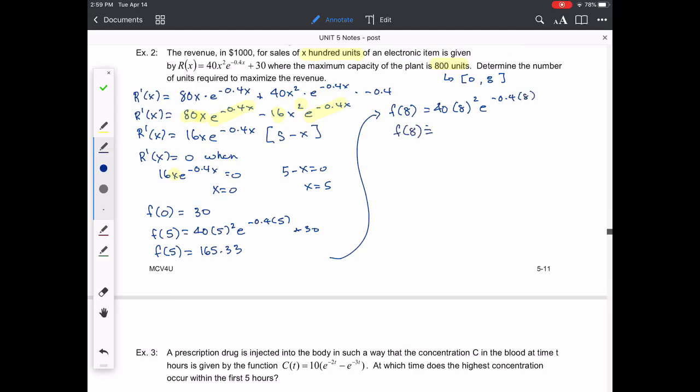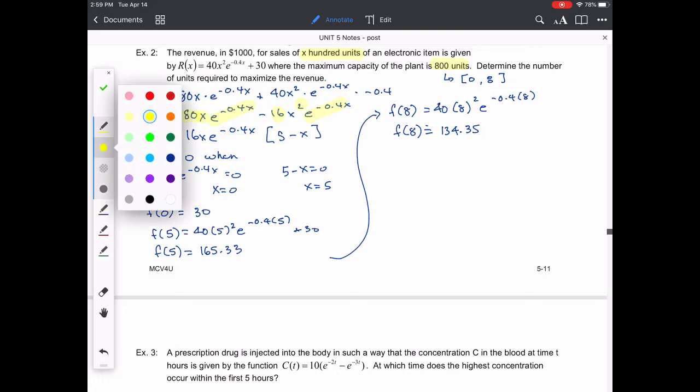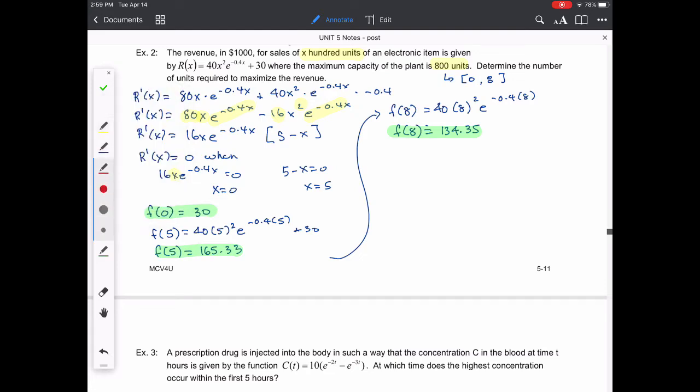Again, we get a decimal, and I get 134.35. So if we compare our values, I'll just highlight a different color. We have 30, we have 165, and we have 134. That means that in this case here, our 30 is going to be a minimum. Our 165 is going to be a maximum. And our 134, if you want to think about this as well, is going to be a minimum.